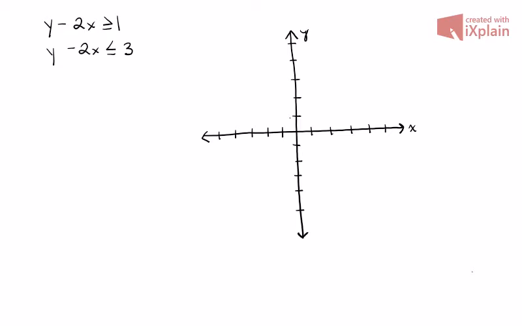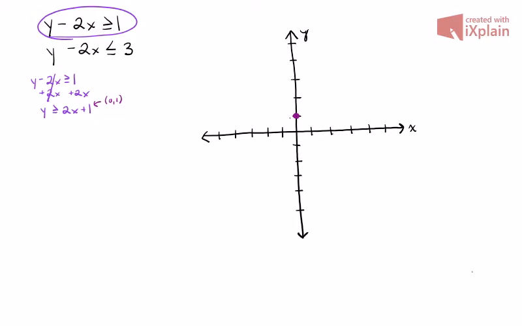So to begin, we're going to go ahead and start graphing our inequalities from this system. I'm going to start off with y minus 2x greater than or equal to 1. And I'm going to get this in slope-intercept form just because it's a little bit easier for me to pick through and graph it. So I'm going to add 2x to both sides to clear. So now we get y is greater than or equal to 2x plus 1. So the 1 tells me that I have a y-intercept at (0, 1).